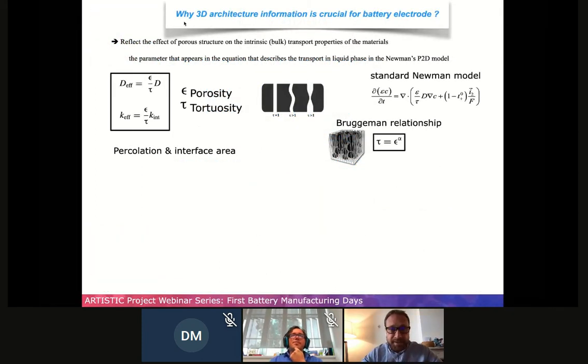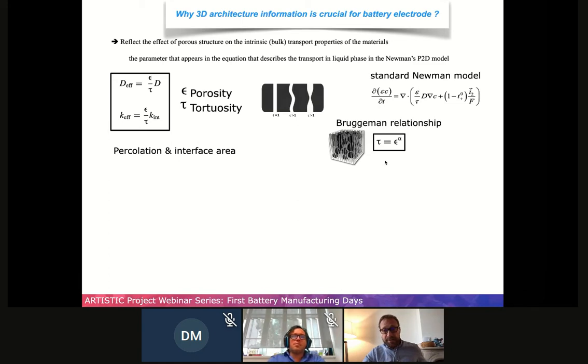But first of all, I guess this is a main question for the people working on the 3D architecture of electrodes. What is the impact of this 3D architecture on the electrochemical properties and transport properties, of course? So all the people try to estimate the porosity, tortuosity, interconnection, interface area. All of this is, of course, very useful when you try to simulate the transport properties in an electrode based on the standard Newman model, for example. You see here the ratio of tortuosity and porosity, which impacts the Newman models.